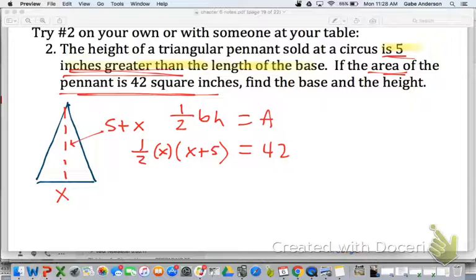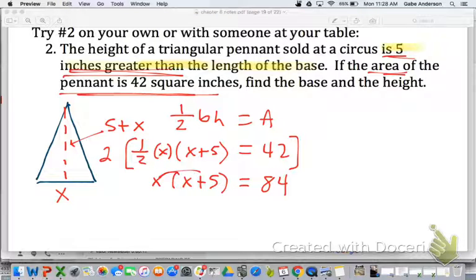At this point, all the geometry is more or less done. Do you have any questions on the little bit of geometry we had to use here? Okay, the next thing I would do is clear out that fraction. To do so, I'd multiply everything through by 2. If I do that, that gives me x, parentheses, x plus 5, is equal to 84. And then I would distribute the x. So this will give us x squared plus 5x is equal to 84.